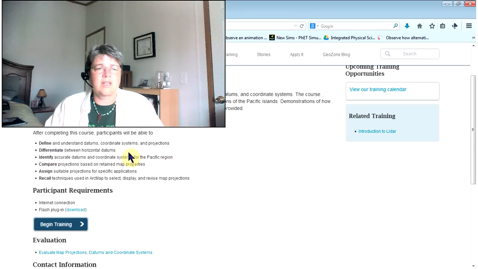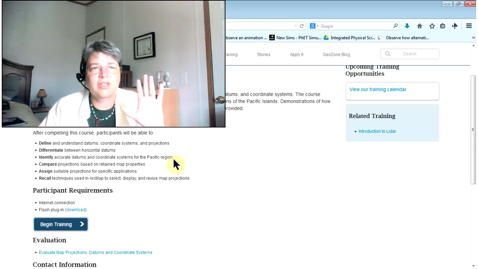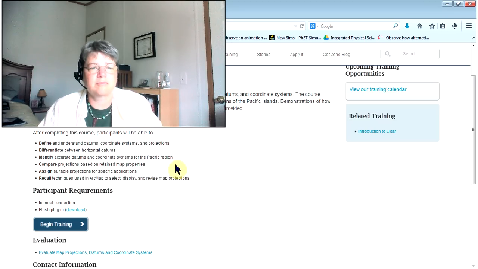All right, getting farther into this: identify accurate datums and coordinate systems for the Pacific region. It's a Pacific-oriented exercise here. You're going to be able to compare projections, assign suitable projections for different applications, and recall techniques in ArcMap, and so on.